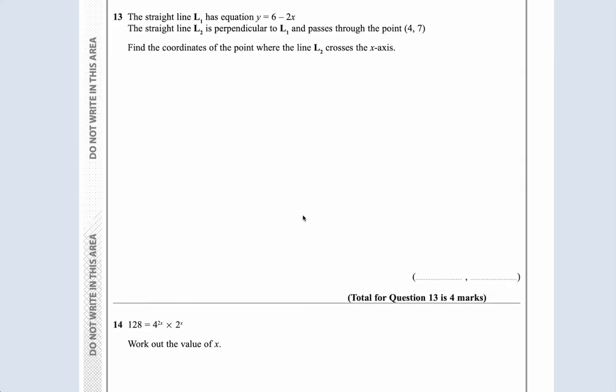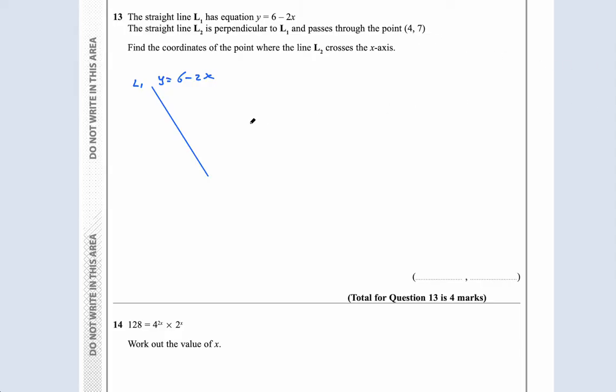Okay, question 13. So line 1 has equation y equals 6 minus 2x. I'm just going to draw it, guys. Why not? 6 minus 2x, it's going down that way. It doesn't have to look perfect, but this is y equals 6 minus 2x, this is L1. The straight line L2 is perpendicular to L1 and passes through the point 4, 7.